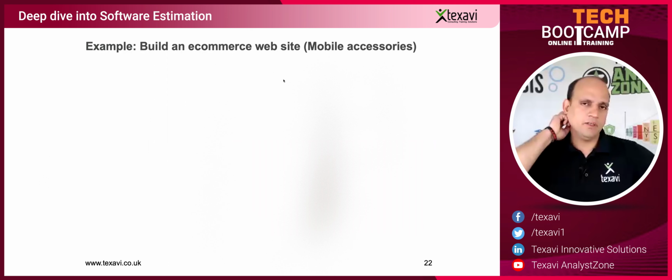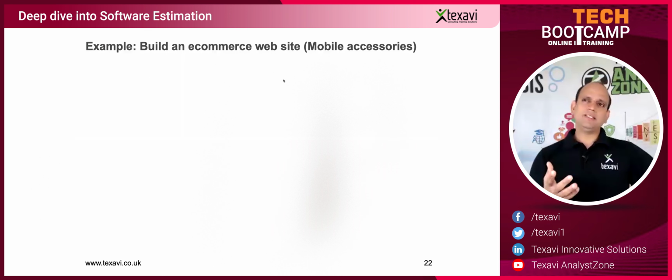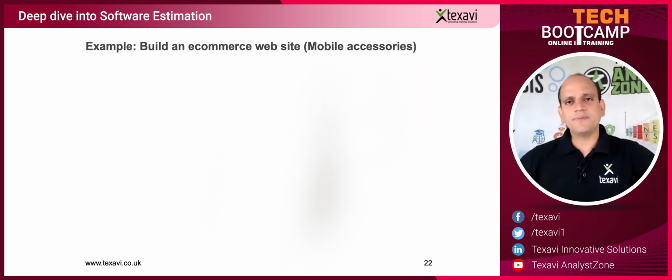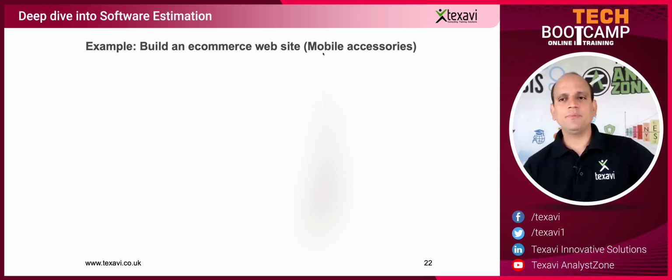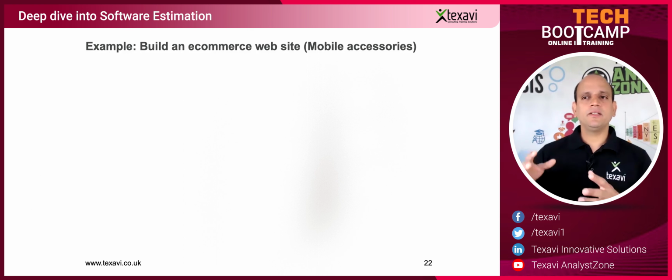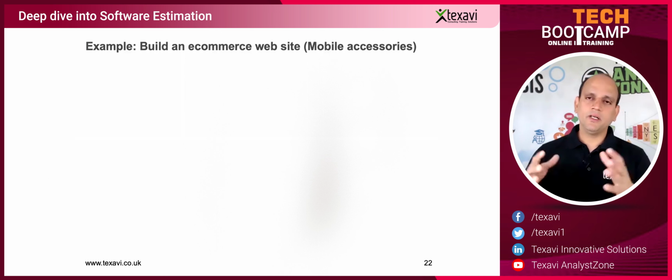For example, let's take the example of selling mobile accessories, like iPhone cases or Samsung Galaxy watches, or something like that, the Gear watches. So the online shop is going to actually sell these accessories. That's the functionality, the main USP of this website. And if you want to come up with an estimate for designing, developing and deploying this particular website.